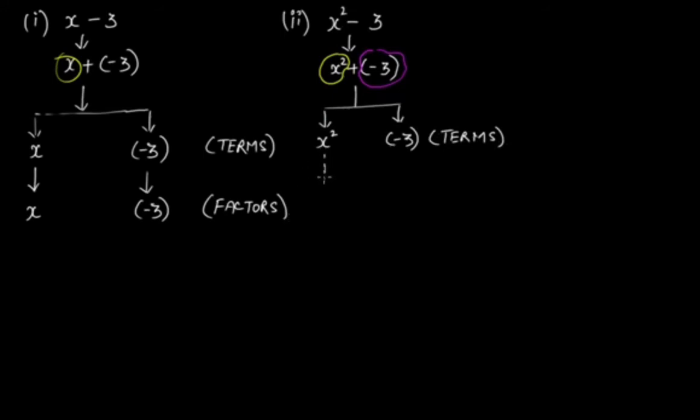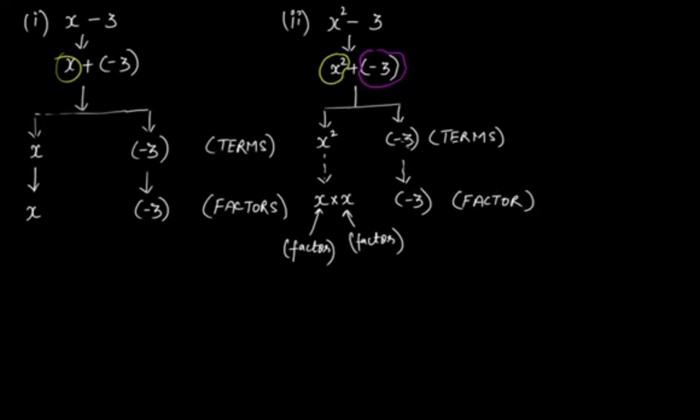Now let's talk of factors. This can be written as x times x, right? So one factor is this, and one factor is this. So x and x are the two factors of x square. In this case, minus 3 is the only factor of this term minus 3, right?